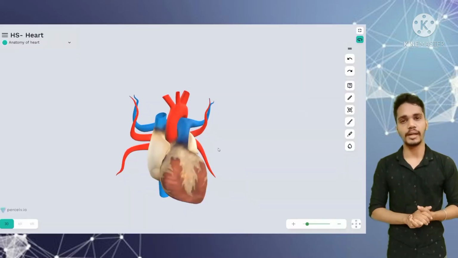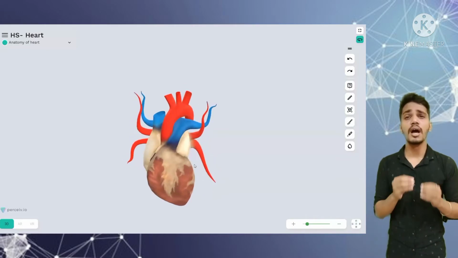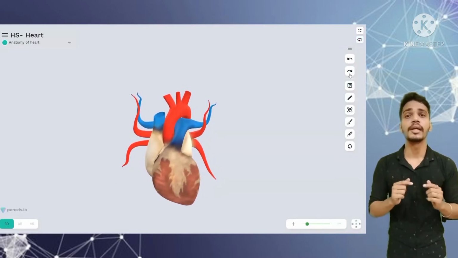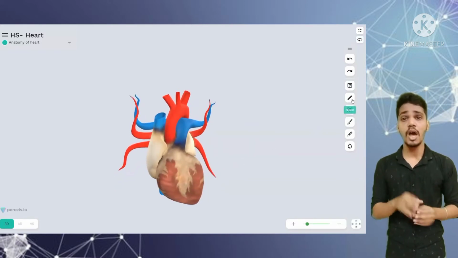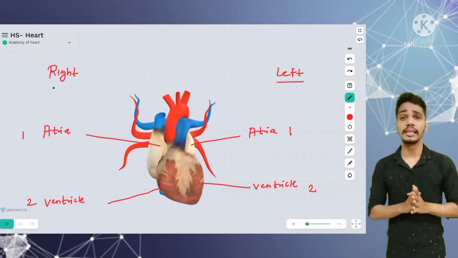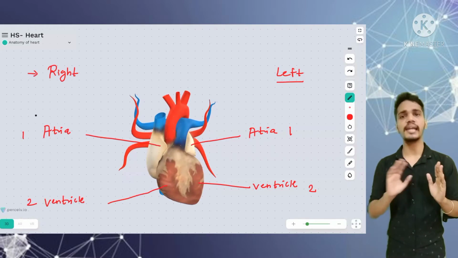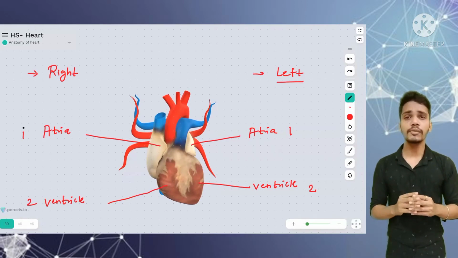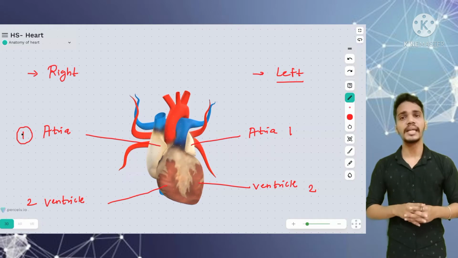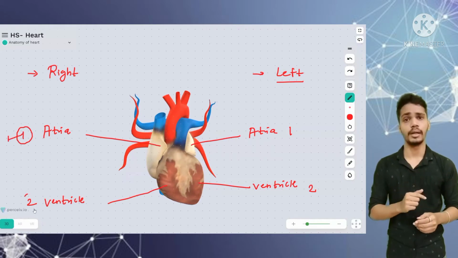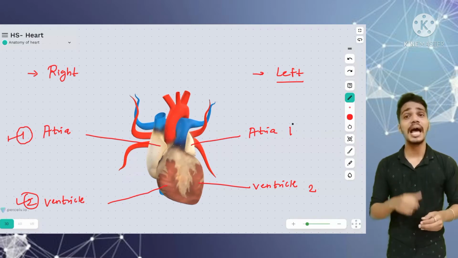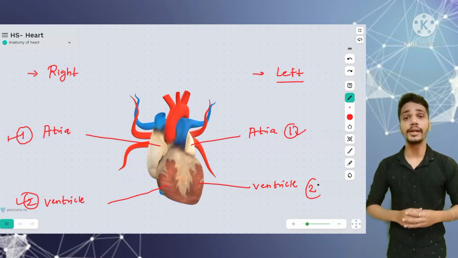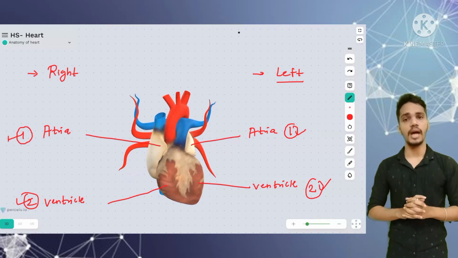So here it is. Yes, this is a very beautiful diagram, right? And it's going to give us an immense understanding of the basic concept. So this is the heart. The heart has four chambers. Let's look at the right side and left side. The right side of the heart has two chambers, the right atrium and the right ventricle. The left side of the heart also has two chambers, the left atrium and the left ventricle. So these are the four chambers of the heart.